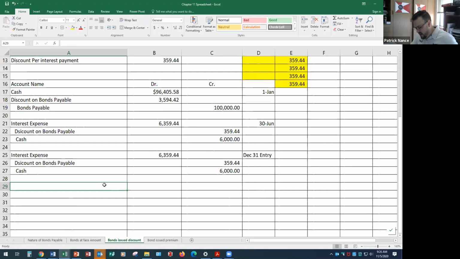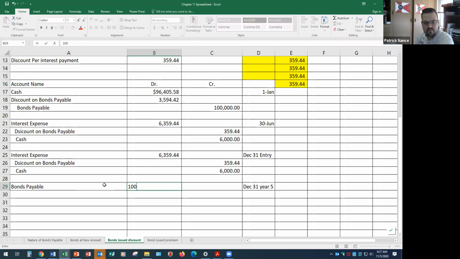So when I actually pay the bond back in the end, it's going to be the exact same, assuming I go for the entire time frame. It's going to be the exact same thing as when I paid back a bond that didn't have a premium or discount, because there's going to be no discount left. So my paying back of the bond in the end, so December 31st of year 5, is going to be a debit to bonds payable for 100,000 and a credit to cash for 100,000.